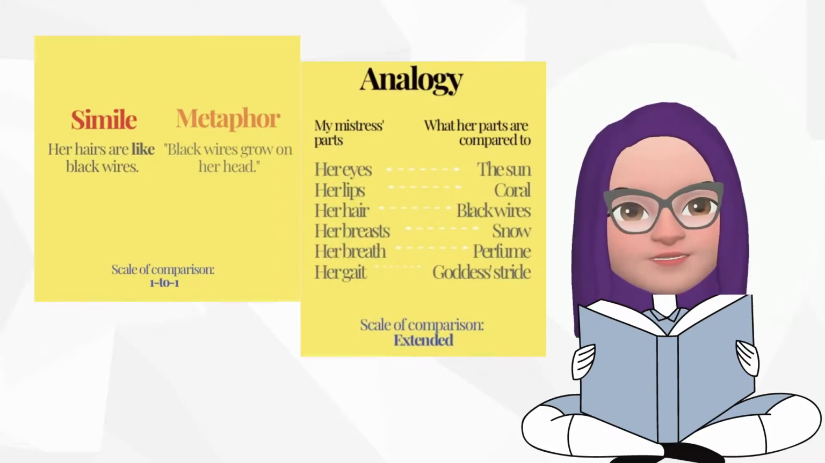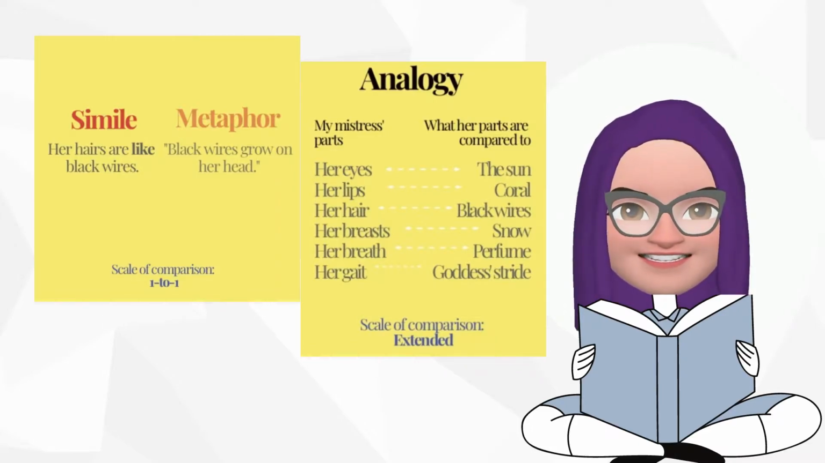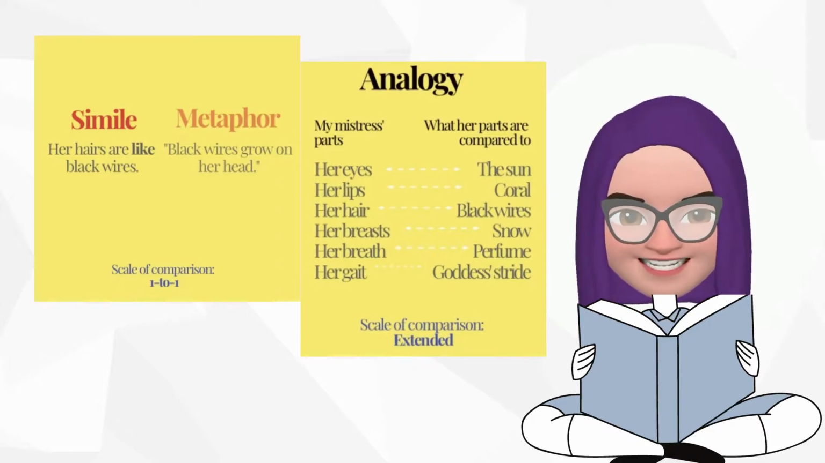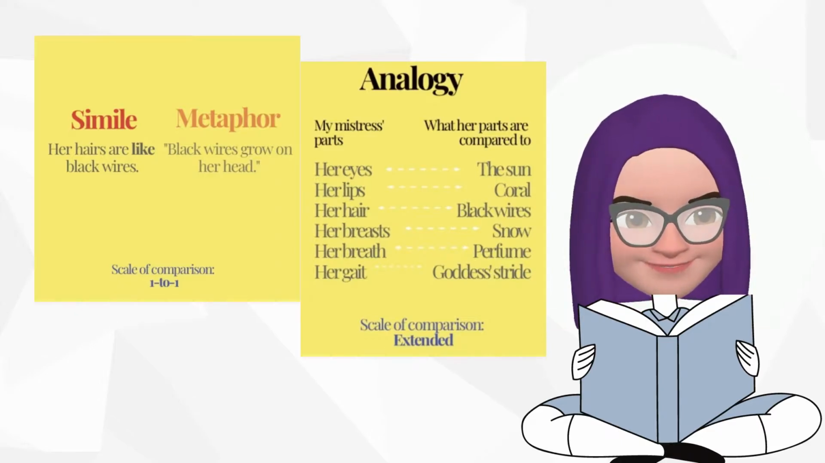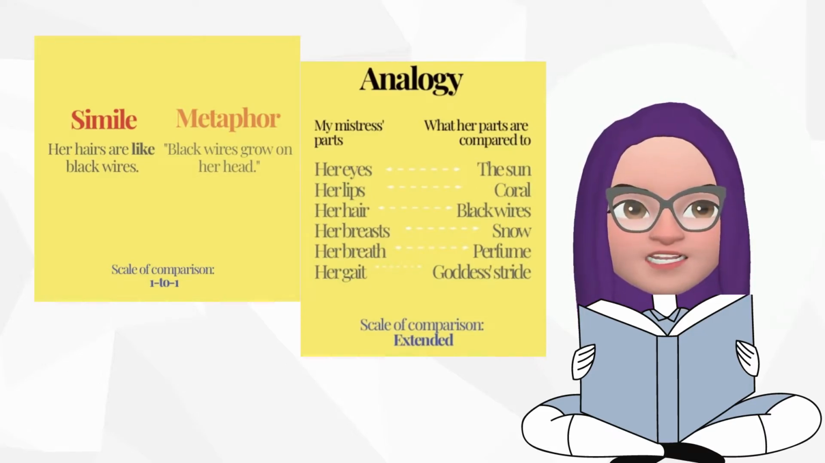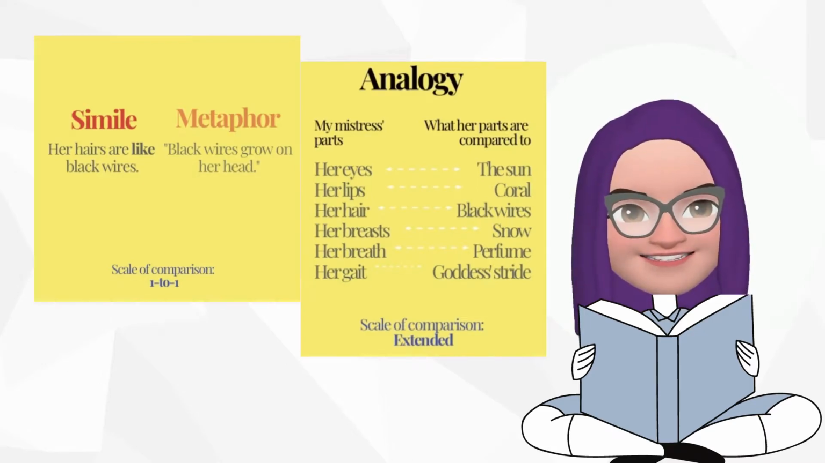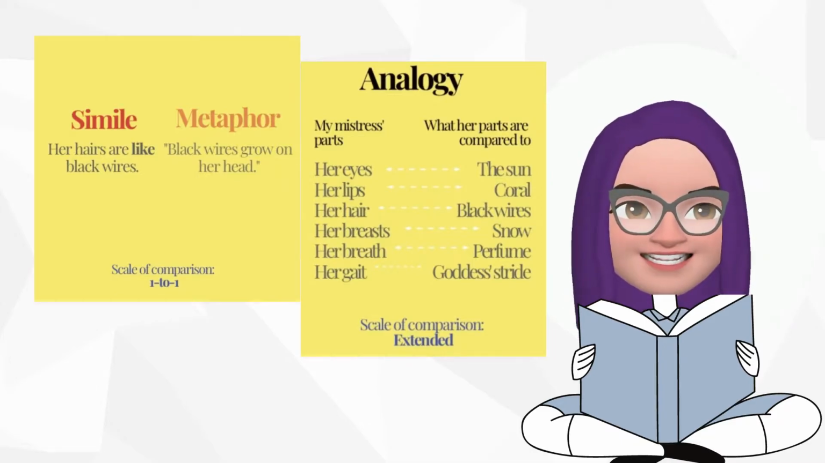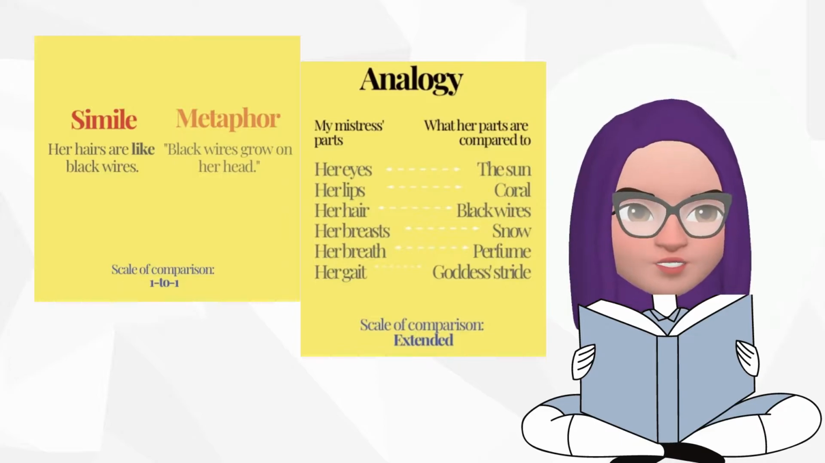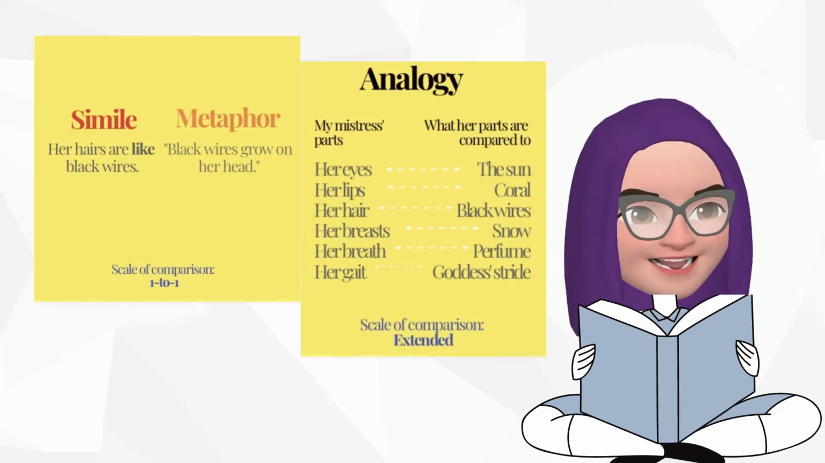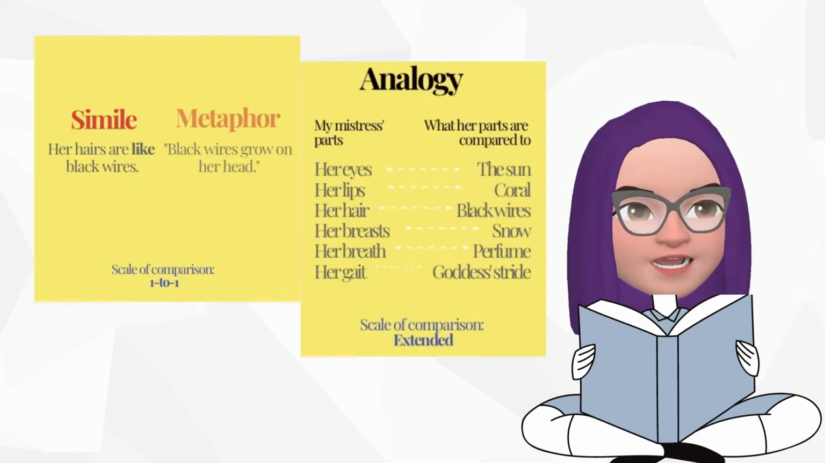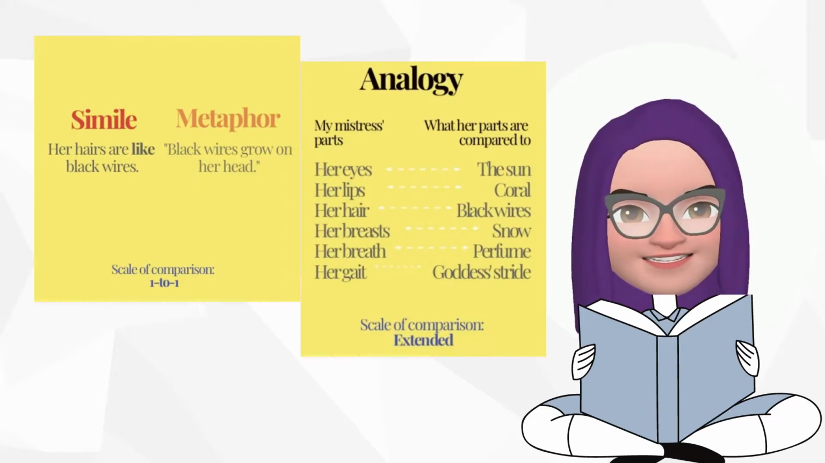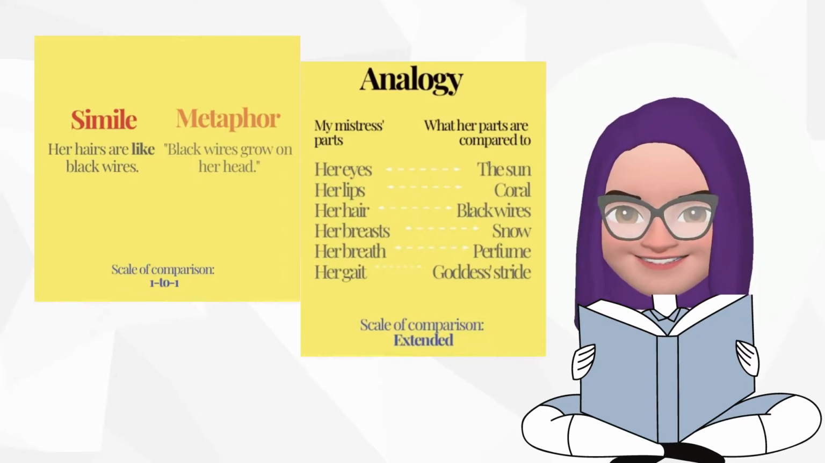Let's look at Sonnet 130 by Shakespeare again. When he says her hairs are like black wires, he's using a simile, and it's a one-to-one comparison. When he says black wires grow on her head, that is a metaphor, again a one-to-one comparison. However, when you look at the entire poem as a whole, you notice that he talks about various parts of his mistress's body and he compares them to various other things. That becomes the analogy, and you see how the scale of comparison is extended across the whole text here.